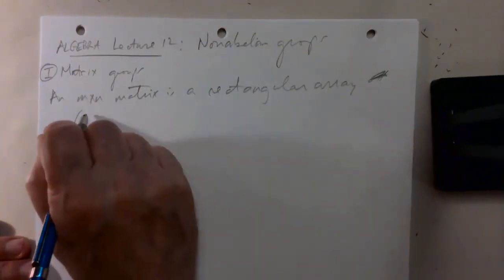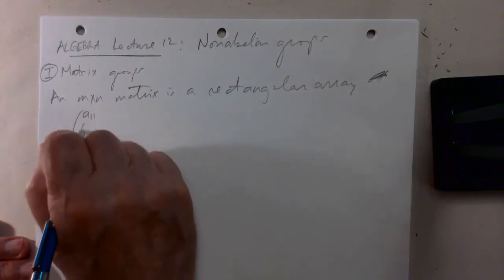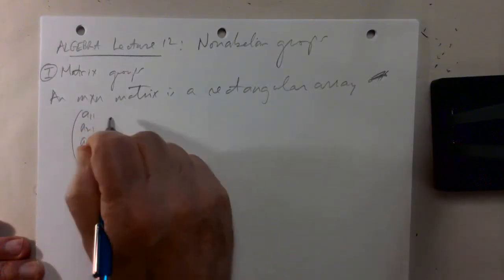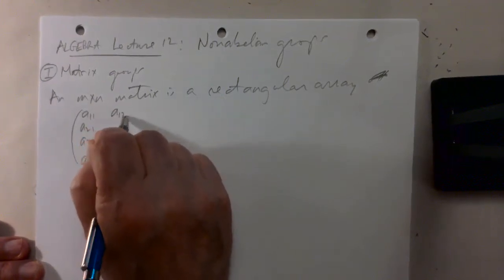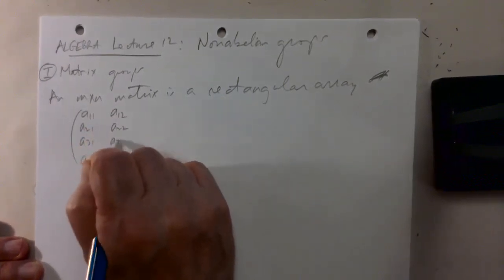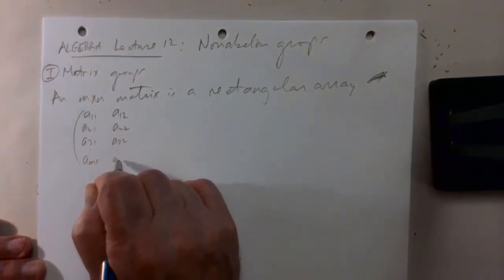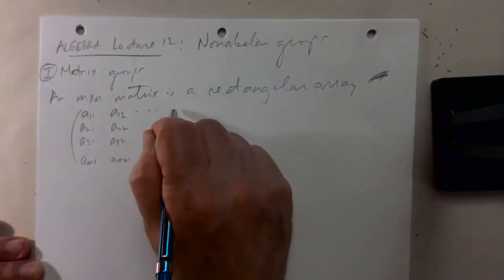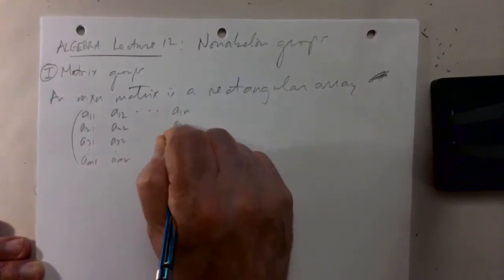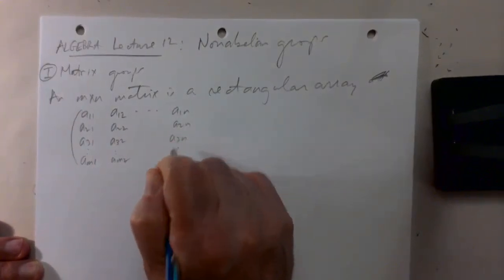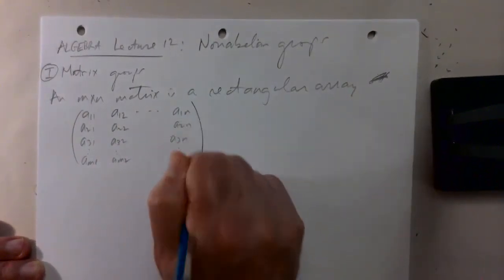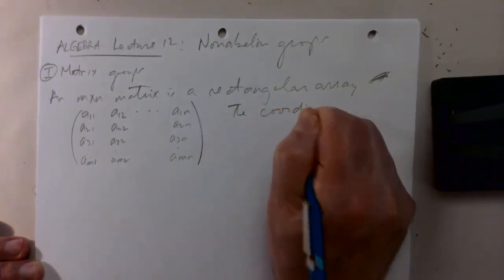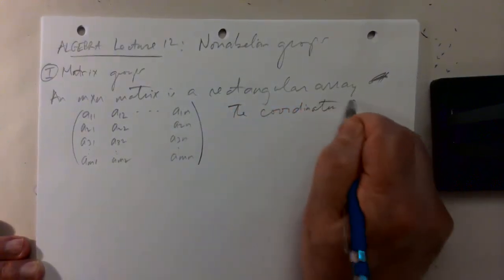So the first column would be, let's say, A11, A21, A31 down to AM1. Second column, A12, A22, A32 down to AM2, and so forth. And the final column, the nth column, is A1N, A2N, A3N down to AMN. And the numbers in this matrix are called the coordinates.